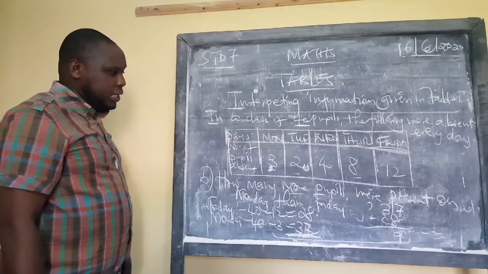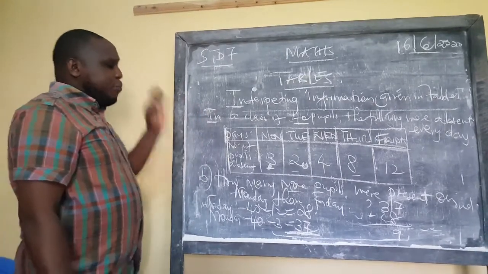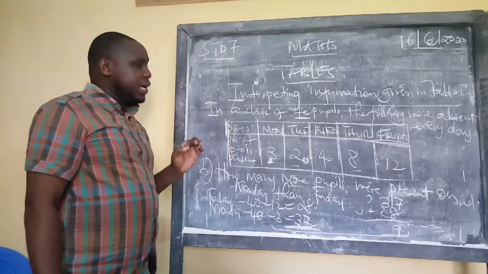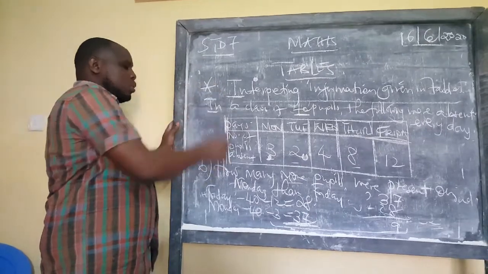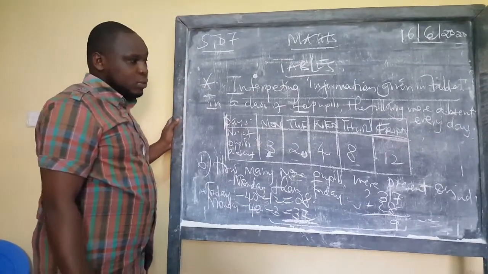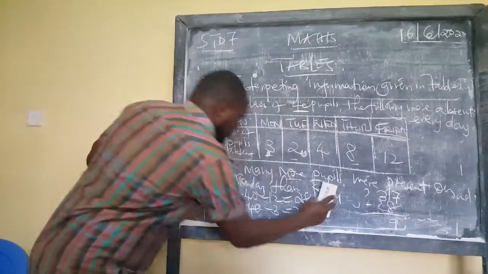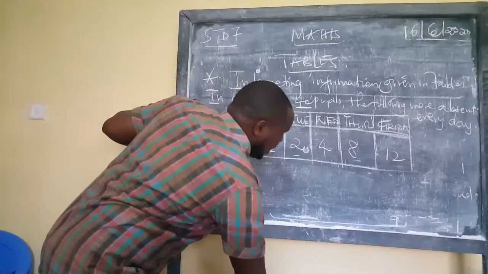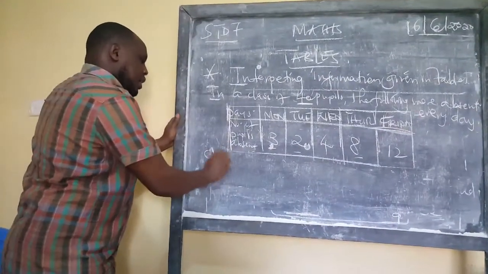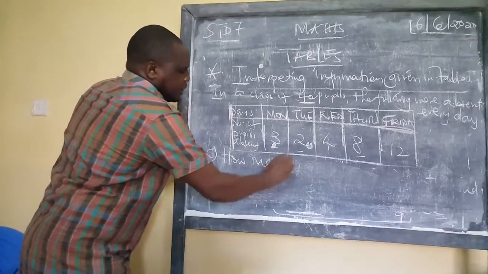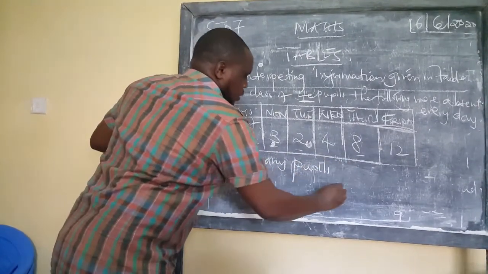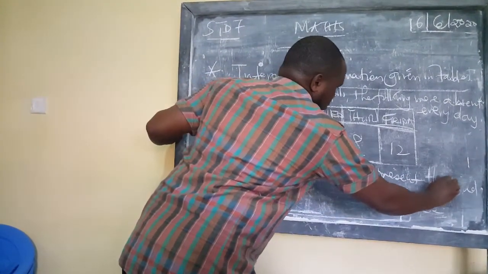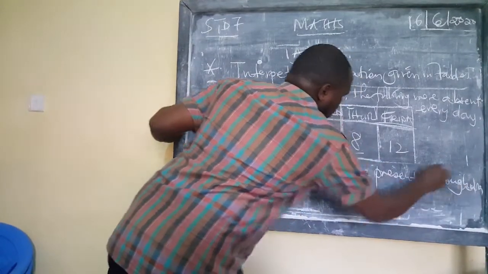So that is exactly what we do in a question like this. I've brought a very complicated question so that you will understand. When you go to a simpler question, you understand what we are doing. So this one should be well written and well calculated. The last question on that table. Remember, we are interpreting information. Question C. How many pupils were present throughout the week?